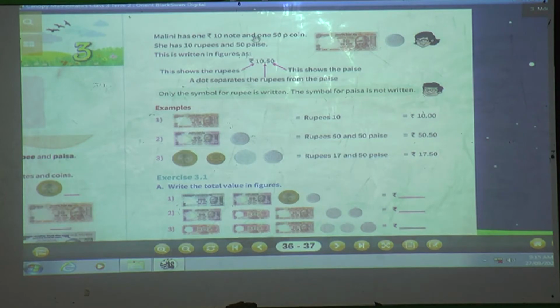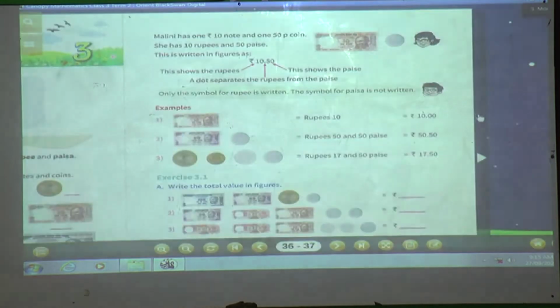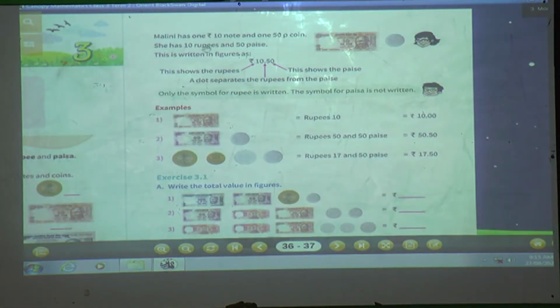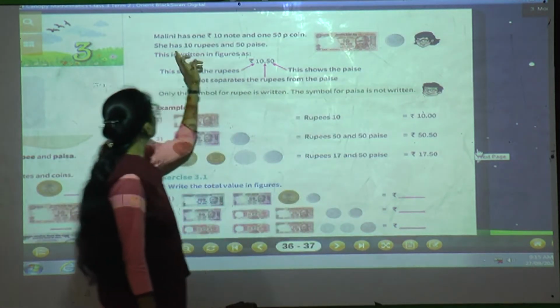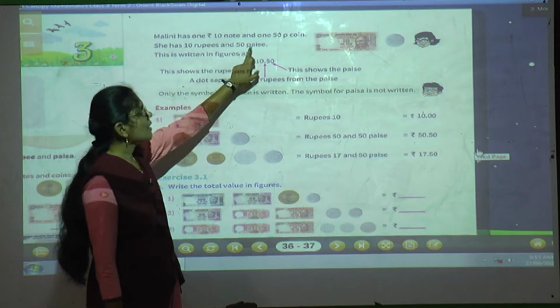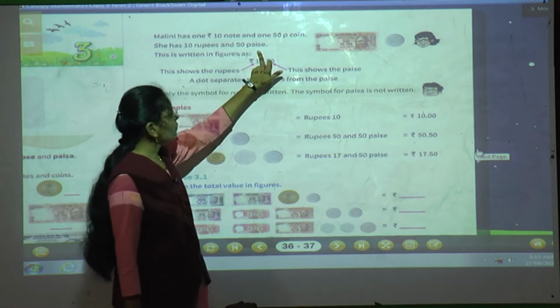Malini has one 10 rupees note and one 50 paisa coin. See, Malini has one note of 10 rupees and one coin of 50 paisa. She has 10 rupees and 50 paise. So she has 10 rupees and 50 paise.